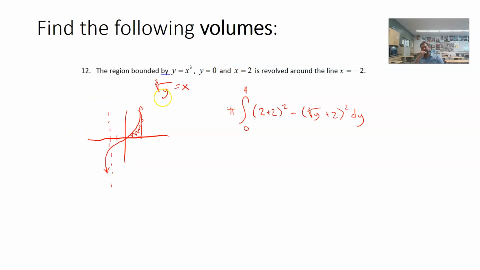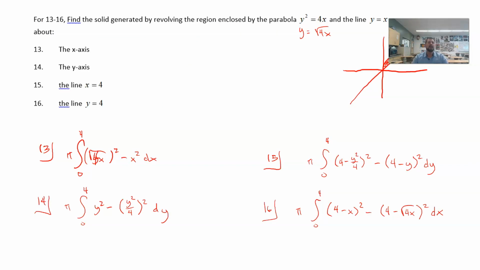Number 12, kind of the same thing. We've got to get the x by itself, so we take the cube root of both sides. This is the area that we're revolving around that line x equals negative 2. So I've got x equals 2, 2 minus negative 2 is plus 2. You can see it here. Type that into your calculator and you're good to go. Again, the hard part here was realizing how to get the x by itself by taking the cube root of y.